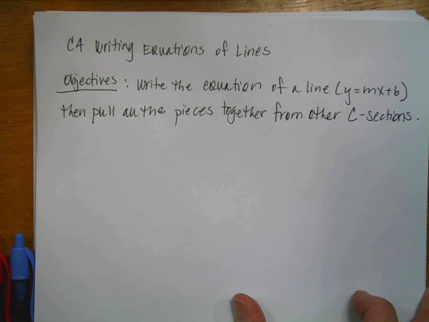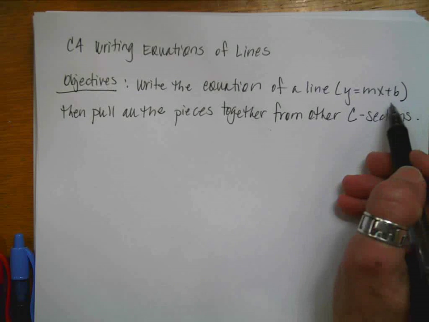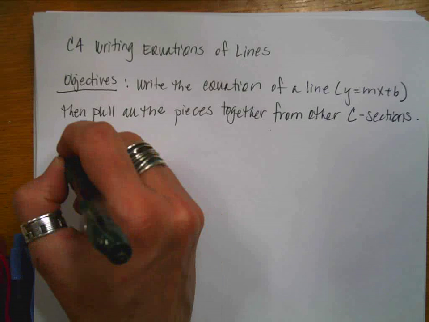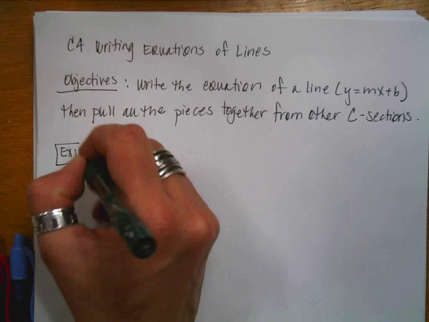We're going to be writing equations of lines. Our objectives are that we're going to write the equation of a line in y equals mx plus b form. That's not a 6, it's a b. Then pull all the pieces together from our other C sections. So we're just going to start right in with our first example.